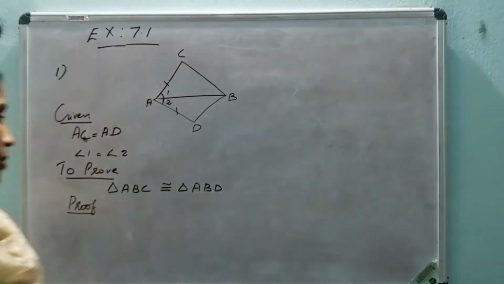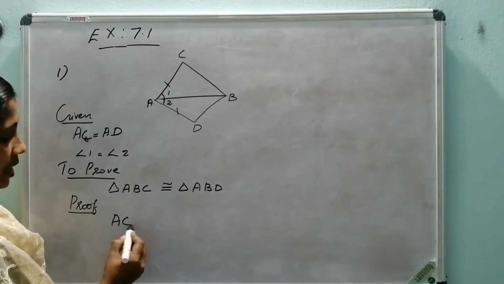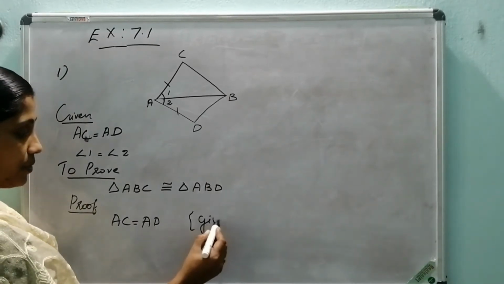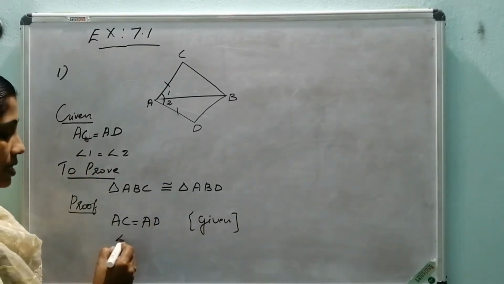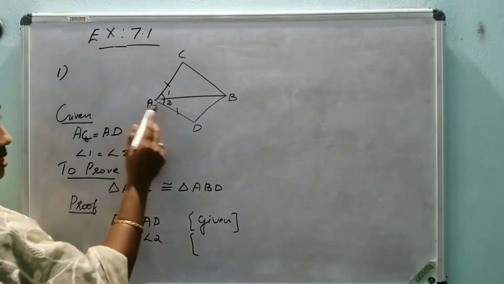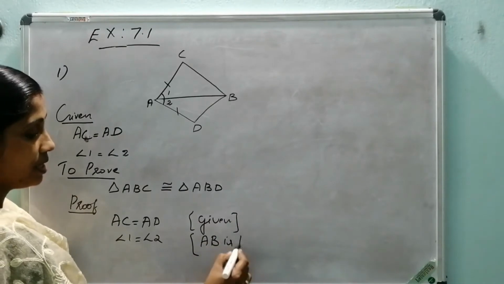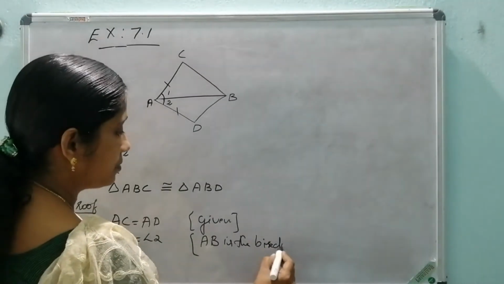So look here, it is already given AC is equal to AD. Then write down AC is equal to AD. What is the reason? It is given in the question itself. Then angle 1 is equal to angle 2. That is also given. What is the reason? Given AB is the bisector.